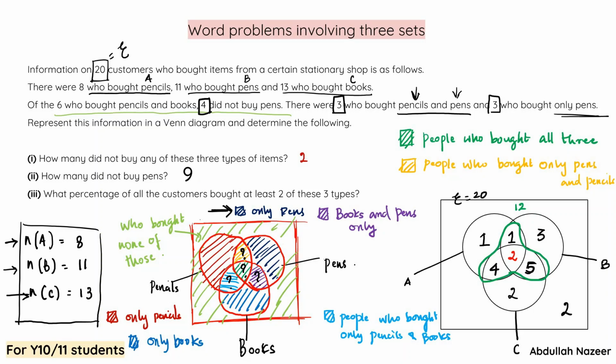But that's not the question. They're asking what percentage of all customers. So 12 is the number of customers who bought at least 2 out of these 3 types. But to find the percentage, you will have to divide 12 by the total number of customers in this question, which is 20. This gives you the fraction of the customers who bought at least 2 of these 3 types. So to find the percentage, you multiply this by 100, which gives you 60%. So 60% of the customers bought at least 2 of these 3 types. And that's how it's done.